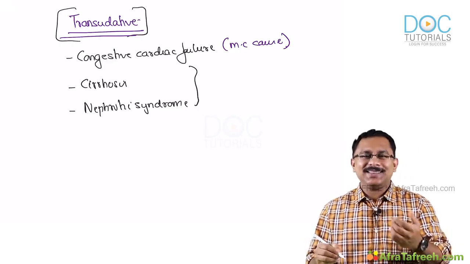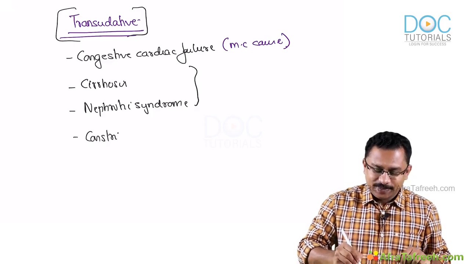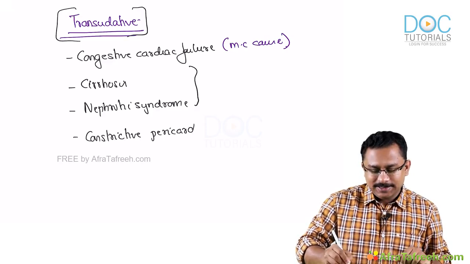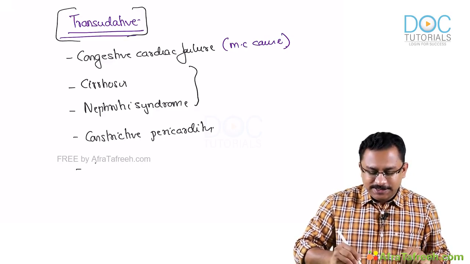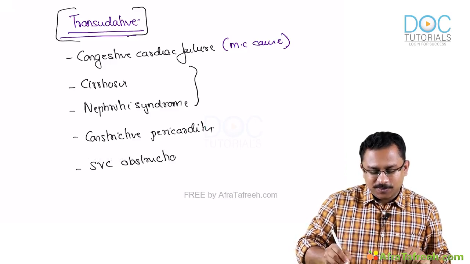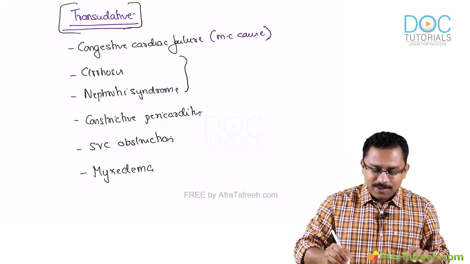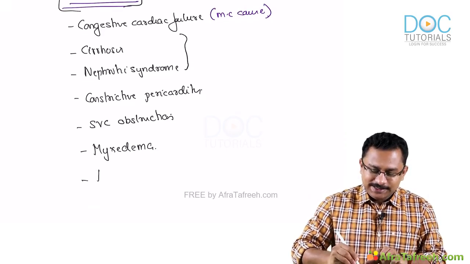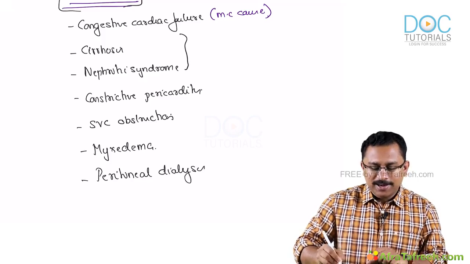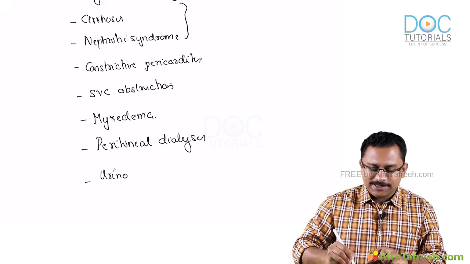But there are certain other causes like your constrictive pericarditis, SVC obstruction. You can have it even in myxedema, peritoneal dialysis, and also a condition by the name urinothorax.